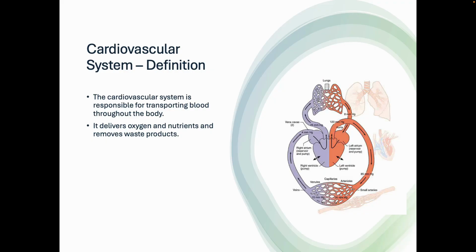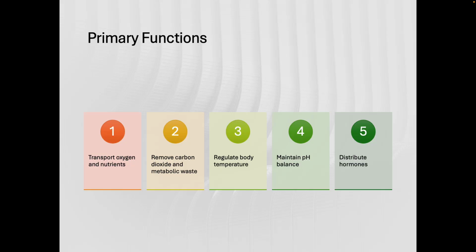So the cardiovascular system is responsible for what? Transporting blood through the body, delivering oxygen and nutrients, and also removing waste products. The functions: transport oxygen and nutrients, remove carbon dioxide and metabolic waste, regulate your body temperature, maintain pH balance, and distribute hormones.